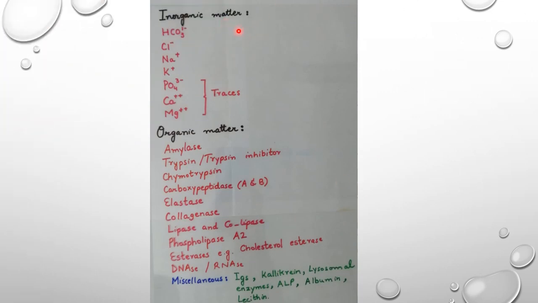Inorganic matter of pancreatic juice mainly constitutes bicarbonate ions, chloride ions, sodium, and potassium, while in traces you can find phosphate, calcium, and magnesium. Now, organic matter of pancreatic juice is mainly composed of amylase enzyme, also called pancreatic amylase, and then trypsin and trypsin inhibitor, chymotrypsin, carboxypeptidase types A and B, then elastase, collagenase, lipase and colipase, then phospholipase A2, then esterases, for example cholesterol esterase, DNAs, RNAs, and some others that can be found in organic matter of pancreatic juice are immunoglobulins, then kallikrein, lysosomal enzymes like muramidase, then alkaline phosphatase, albumin, and even lecithin.